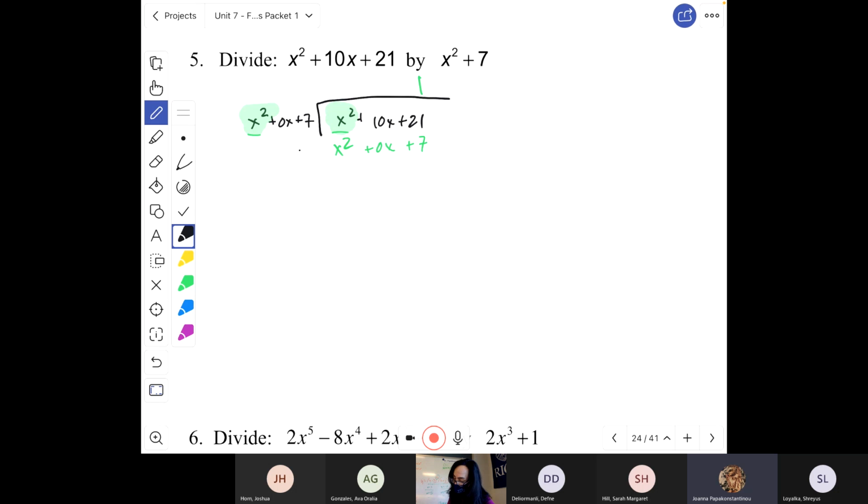Now, keeping in mind that I am subtracting, x squared minus x squared, gone. 10x minus 0x gives me 10x, and then 21 minus 7, positive 14. So how would I represent this answer? Well, technically, this is 1 plus 10x plus 14 over x squared plus 7. Right? Because this is my remainder over, right?